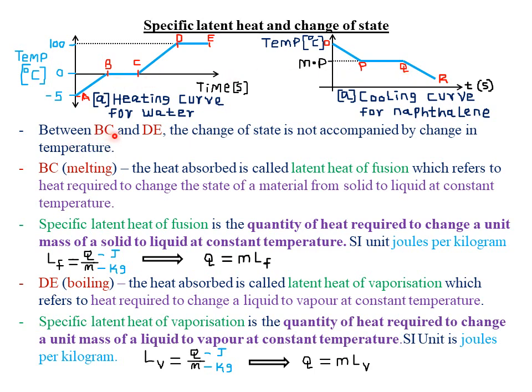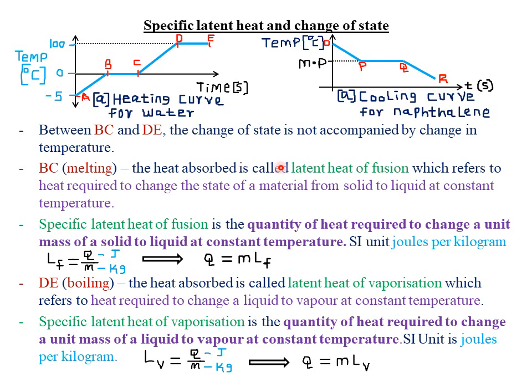So between point BC and point DE, the change of state is not accompanied by a change in temperature because the temperature remains constant. Then between point BC, for the heating curve of water, we know that the water melts at 0 degrees. So between point BC, we are talking of melting, the process in which the solid ice is converted into the liquid state, that is the water.